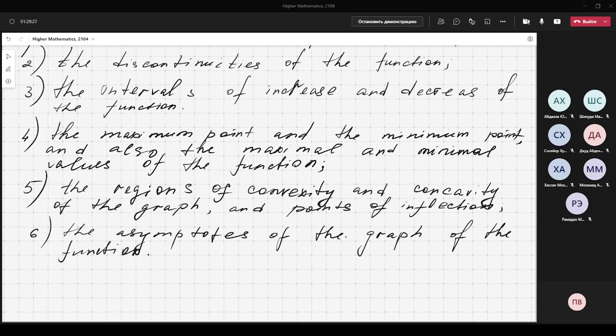If the function y is f of x is odd, that is, such that for any change in the sign of the argument the function changes sign, then it is sufficient to investigate this function in the case of positive values of the argument. The graph of an odd function is symmetric about the origin.